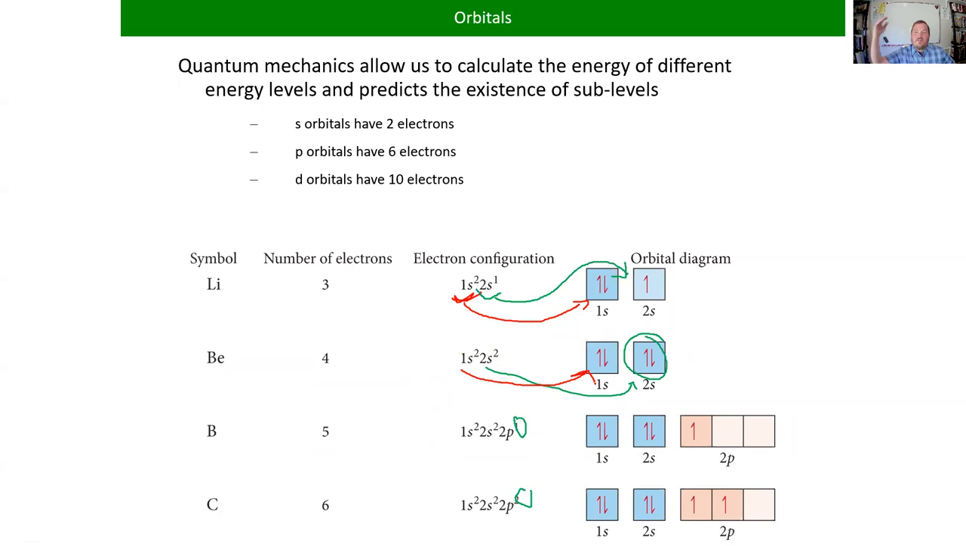You're going to start by filling up the lowest energy orbitals, which is always 1s, and then 2s, and then you go to 2p, and then you go to 3s, and then you go to 3p, and then things start getting a little bit weird, but we'll get to that in a second.